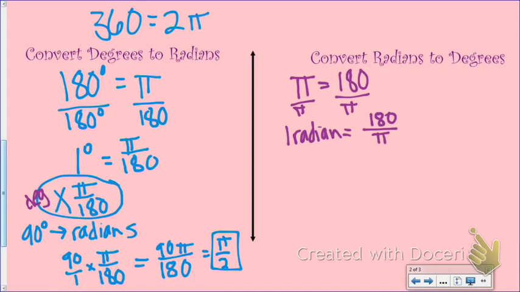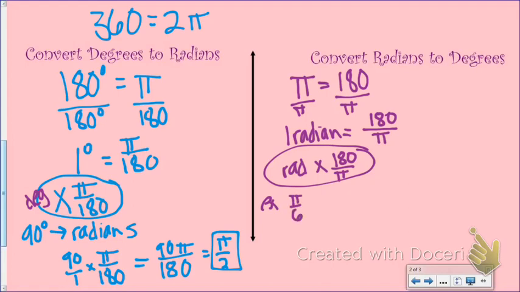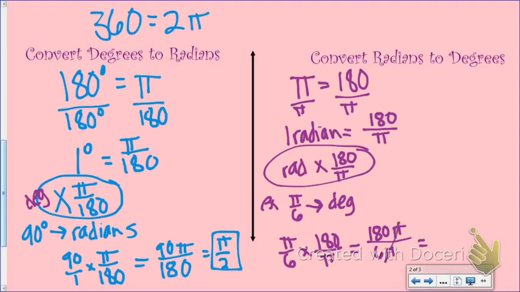So in order to get from radians to degrees, I take my radian measurement and I multiply that by 180 over pi. So let's say, for example, I have the radian value pi over 6, and I want to convert that to degrees. Then I would take pi over 6, and I would multiply that by 180 over pi. Multiply straight across the top, multiply straight across the bottom, and I get 180 pi over 6 pi. And then I can reduce this. My pi's cancel out, and 180 divided by 6 is 30 degrees. So pi over 6 radians is the same thing as 30 degrees.